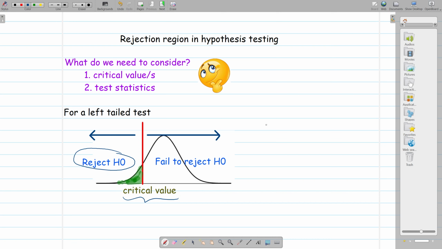For an example, think that your critical value is minus 1.72 and your test statistic is 1.8. Now your critical value here is minus 1.72 and your test statistic is somewhere here. So according to that, our decision is fail to reject H naught because this test statistic falls into the fail to reject region. Hope you understand that. Let's move into the next one.